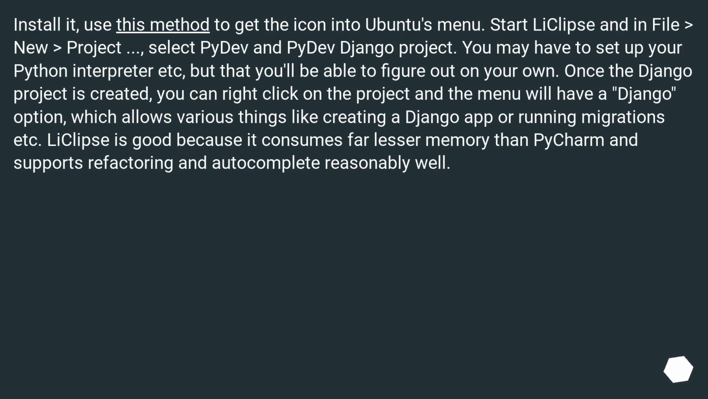Once the Django project is created, you can right-click on the project and the menu will have a Django option, which allows various things like creating a Django app or running migrations etc. Eclipse is good because it consumes far less memory than PyCharm and supports refactoring and autocomplete reasonably well.